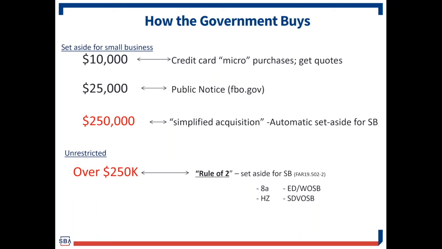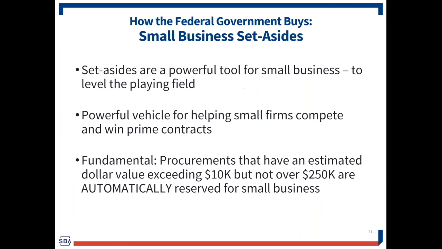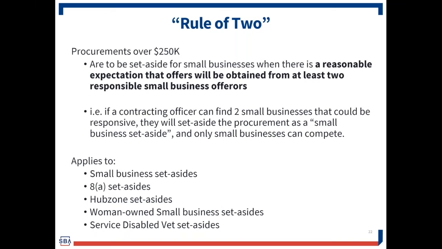They use what they call the rule of two. So the rule of two is, if they know their contract is going to be above simplified acquisition, they're going to go out and seek out small businesses to see, is there one of these categories that we could possibly set this aside? And the rule of two means that if they can find at least two small businesses they think could reasonably compete for that type of work, then they will set it aside in that category.